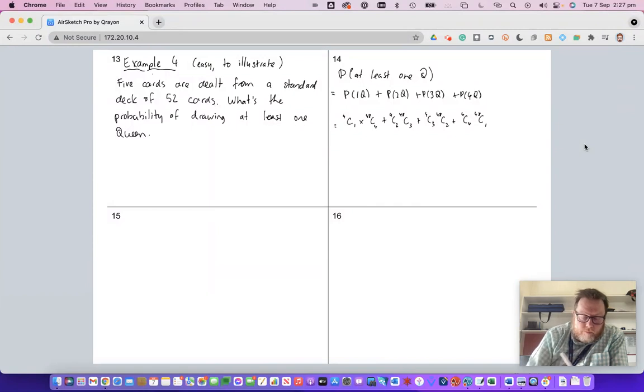I stopped doing my multiplication symbols partway through that. And it's all going to be over the same denominator, which is why I didn't bother doing them individually, and that is all possibilities, from the 52 choose 5. Okay, and then we could go about solving that. It's quite long-winded, quite tedious to do in your calculator, but you'd get there in the end with a solution. Let me choose to do it a more efficient way.